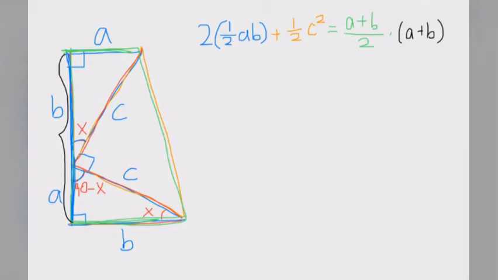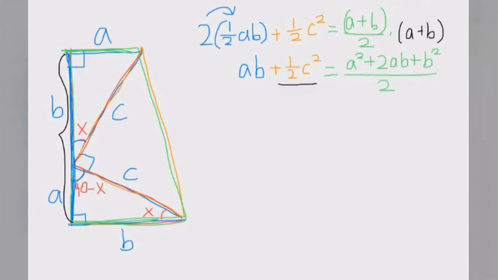Now we can simplify. On the left, 2 times 1/2 is just 1, so this is just AB, and the 1/2 C squared is fine. We can just leave it as is. Then on the right, we can multiply A plus B times A plus B. So that gives us A squared plus 2AB plus B squared, and it's all over 2.